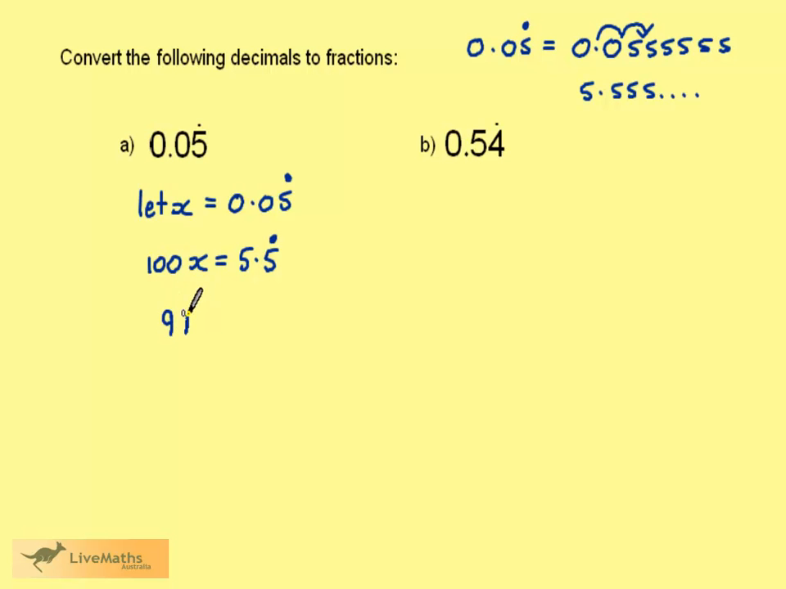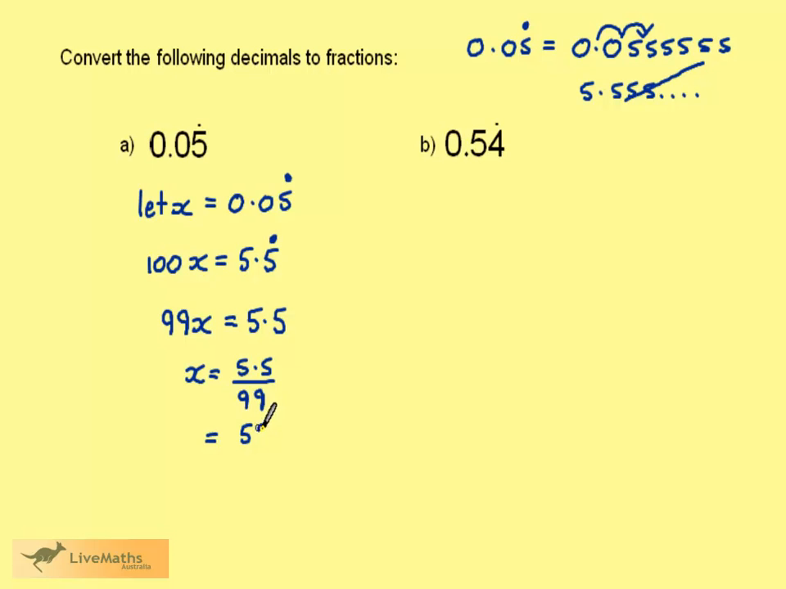99x is equal to 100x take away x. Therefore it's this number take away this number. So we're left with 5.5. Looking at these numbers, which we wrote out more fully, we can see how this works. The expansion cancels from this point on. So x is going to be 5.5 over 99.